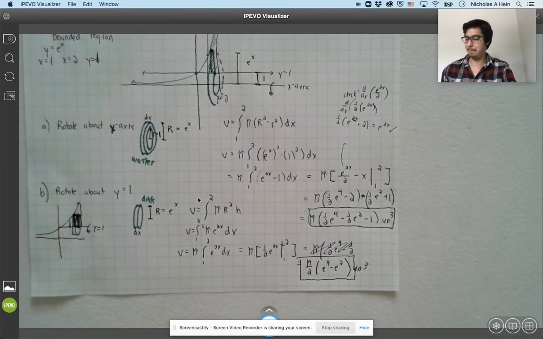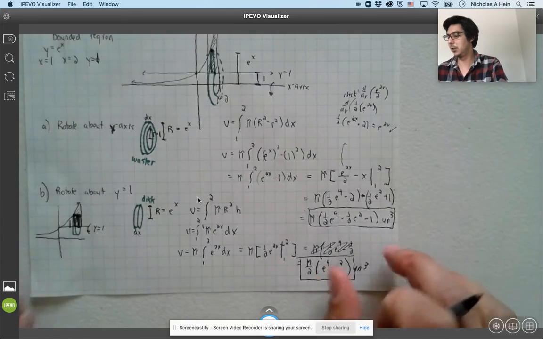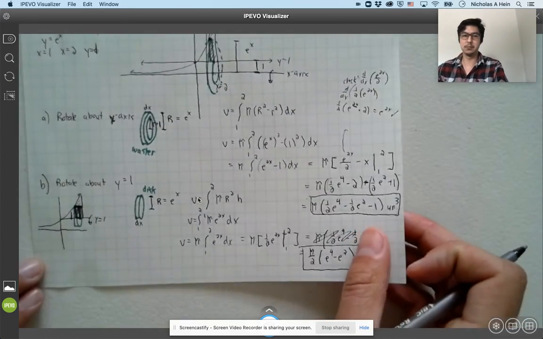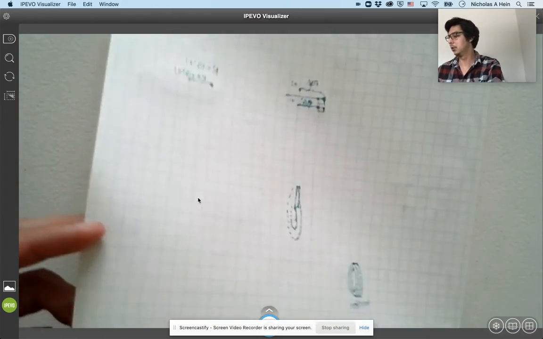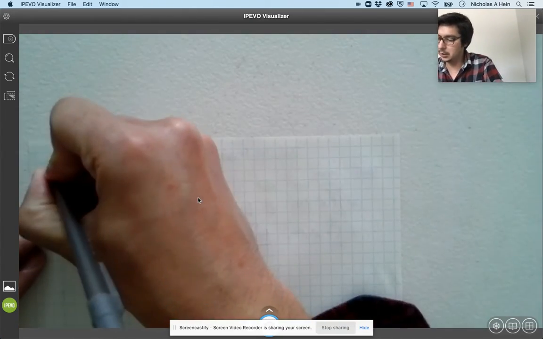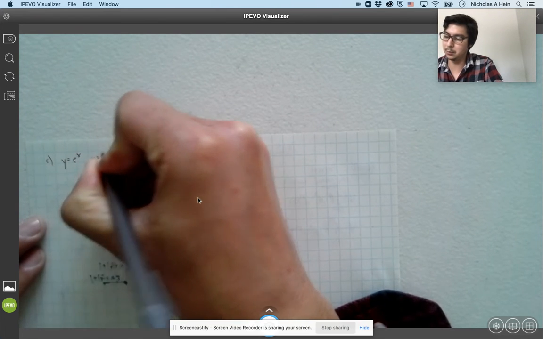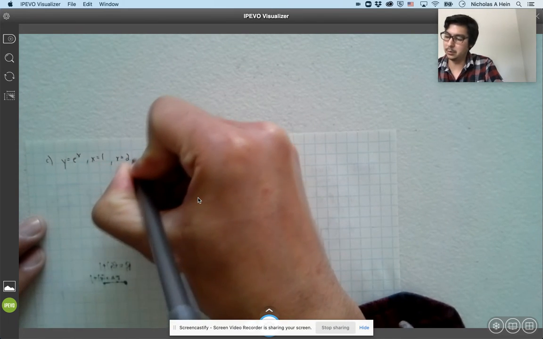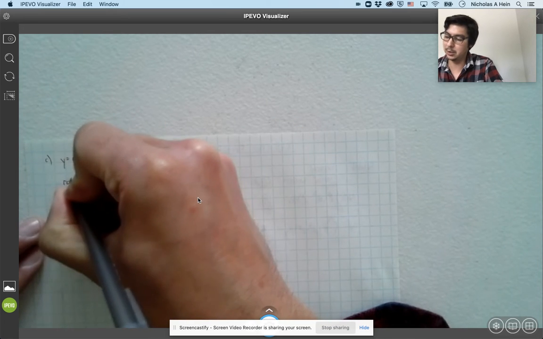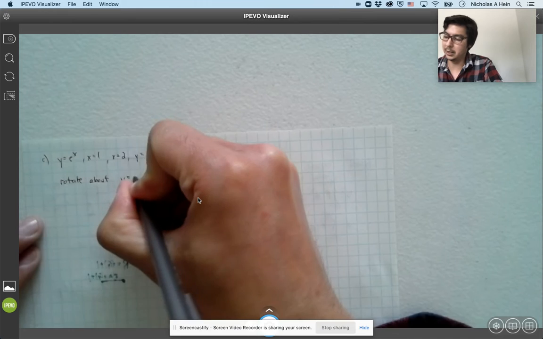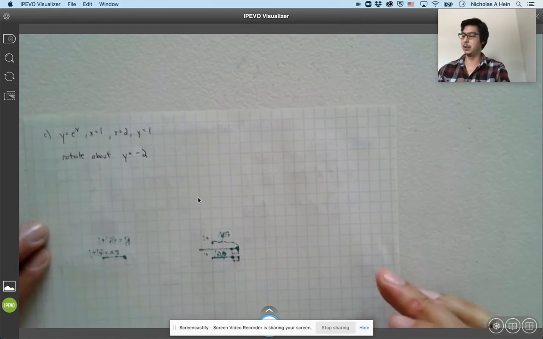Good. Okay. So we have a disk, we have a washer, and then let's do maybe one more in this video. I'll recreate it. And then C, I'll make the same bounds. So there's y equals e to the x, x equals 1, x equals 2, and y equals 1. And this time, let's rotate about y equals negative 2.